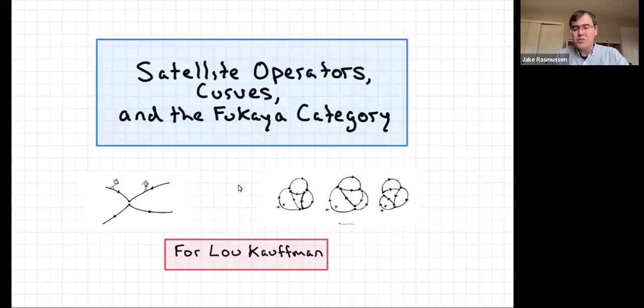But maybe on a more personal level, I think the thing that I learned most from Lou's work is that sometimes a picture is worth 1,000 equations. And it's really possible to do good and interesting mathematics by drawing lots of little pictures. And that's something I like to do and something I'll try and emphasize today. So thanks, Lou.